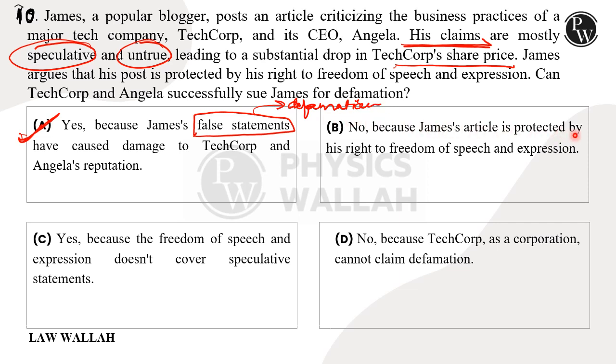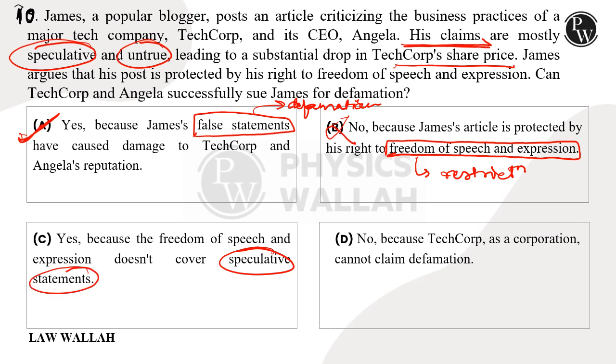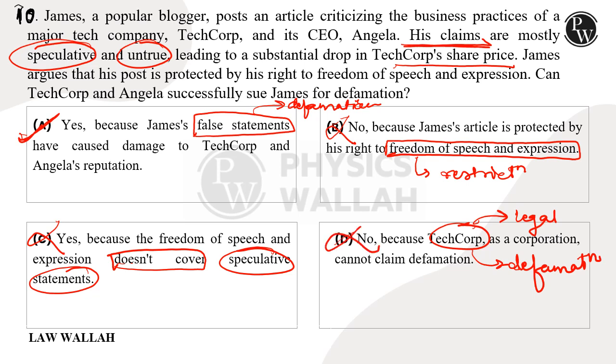Let's see option B. No, because James' article is protected by his right to freedom of speech and expression. We have already read in the passage that freedom of speech and expression can be reasonably restricted, so it is not a right which can be exercised by harming other people's rights. So this is a wrong option. Option C: yes, because freedom of speech and expression does not cover speculative statements. This is a very narrow option and it limits the scope of the article, so this is a wrong option. Option D: no, because TechCorp as a corporation cannot claim defamation. TechCorp is a legal personality, and a legal personality does have a right to file a defamation suit. So this statement is highly untrue, and this is also a wrong option.